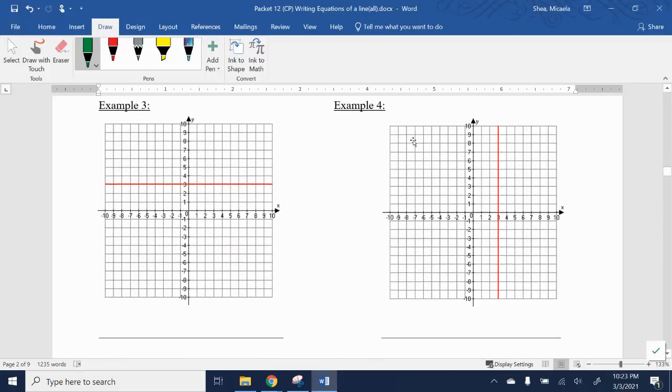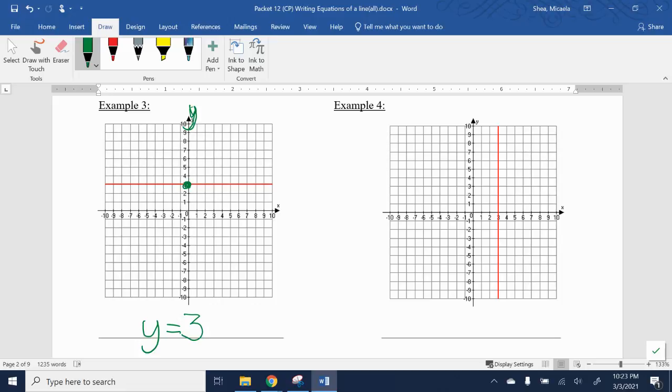Examples 3 and 4 are going to be a little different because you're going to notice the line only crosses one of the axes. When I look at example 3, what axis does that red line cross? Does it cross the x-axis or the y-axis? You're right, it crosses the y-axis. In fact, it crosses the y-axis right here. Since it only crosses the y-axis, our equation is going to start as y equals. There's not going to be an x because it doesn't cross the x-axis. All you're going to find out is where it crosses the y-axis. It crosses at 3. So your equation is going to be y equals 3.